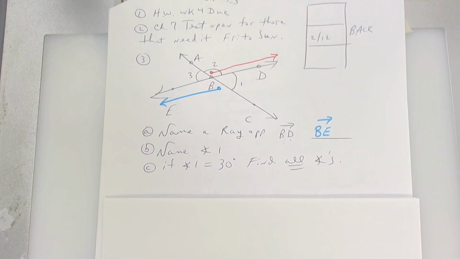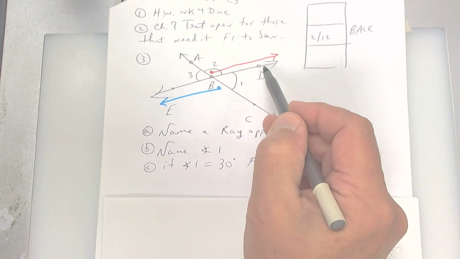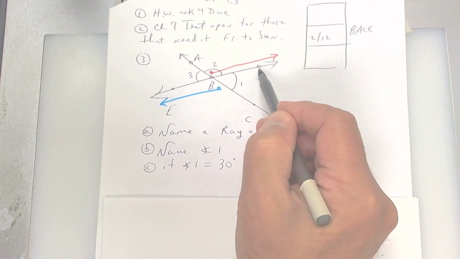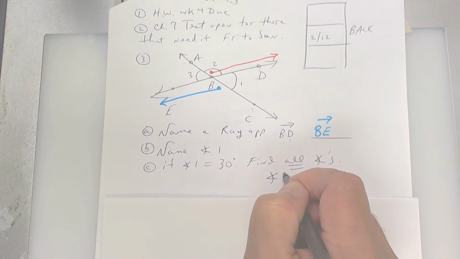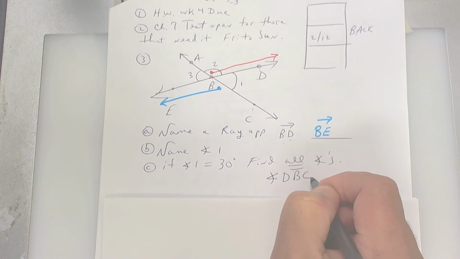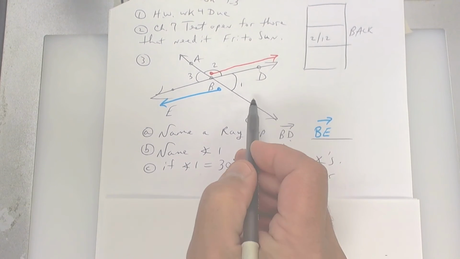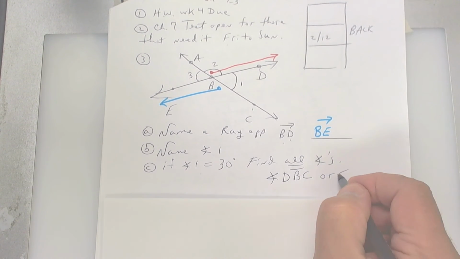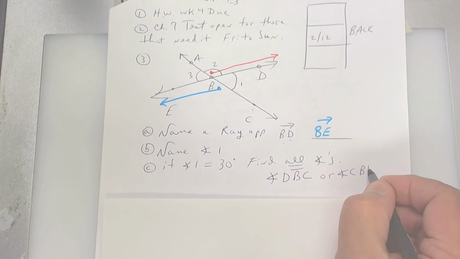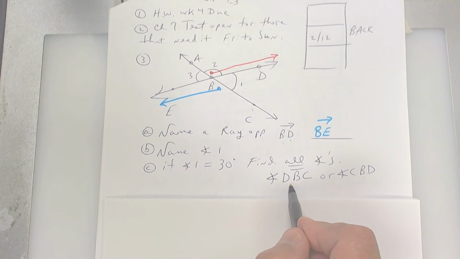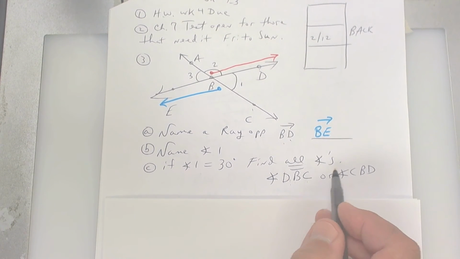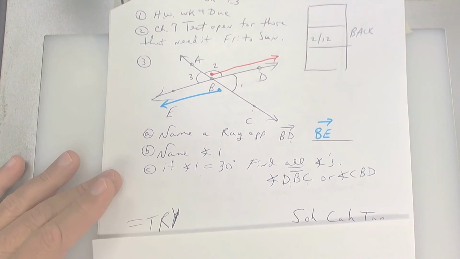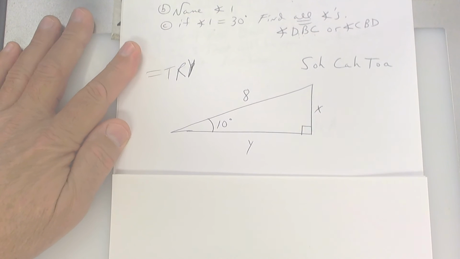Name angle 1. Angle 1 is angle DBC, or you can go backwards, CBD. Remember, an angle requires 3 points. A line requires 2 points. All right, let's talk about today's work on a new sheet of paper.